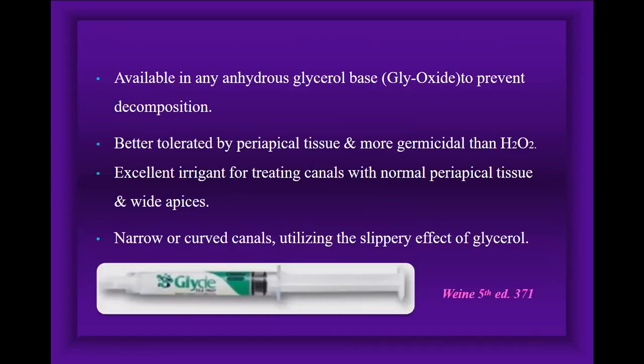Carbamide peroxide. Available in an anhydrous glycerol base, glyoxide, to prevent decomposition, better tolerated by periapical tissue and more germicidal than hydrogen peroxide. Excellent irrigant for treating canals with normal periapical tissues and wide apices. Narrow or curved canals utilizing the slippery effect of glycerol.